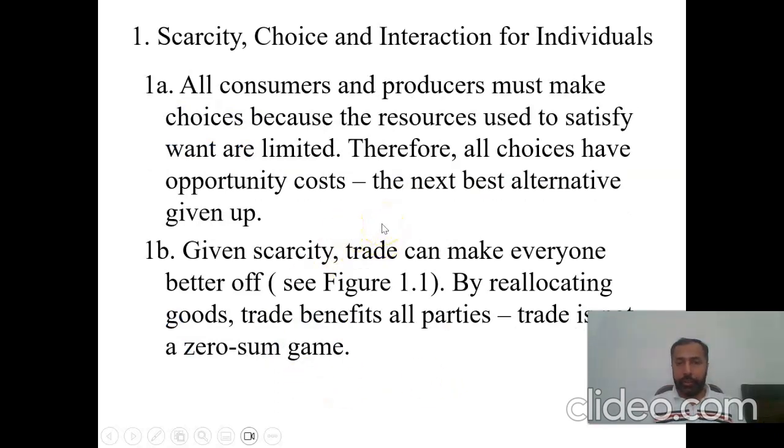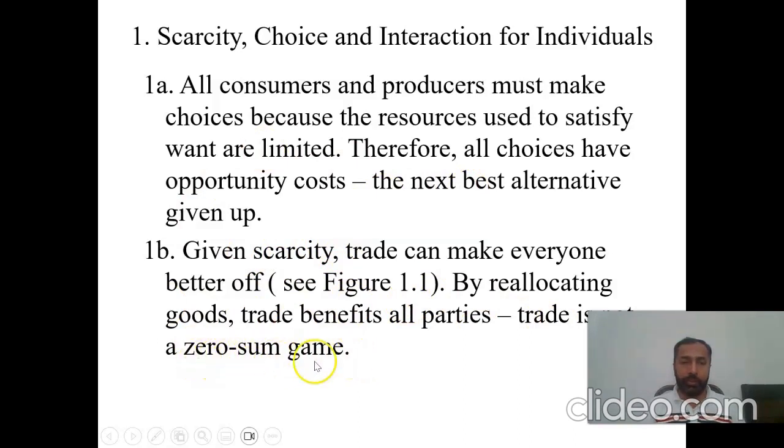Now, as discussed in the last slide, because of scarcity, because the resources are limited and wants are unlimited, all the consumers and producers have to make choices, and all choices have an opportunity cost. By opportunity cost, we mean the next best alternative which is given up. So, given this scarcity, when people trade with each other, both get benefit from each other. Because trade is not a zero-sum game.